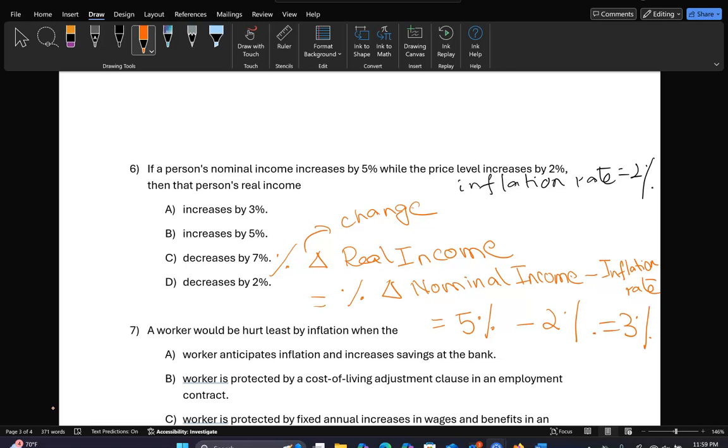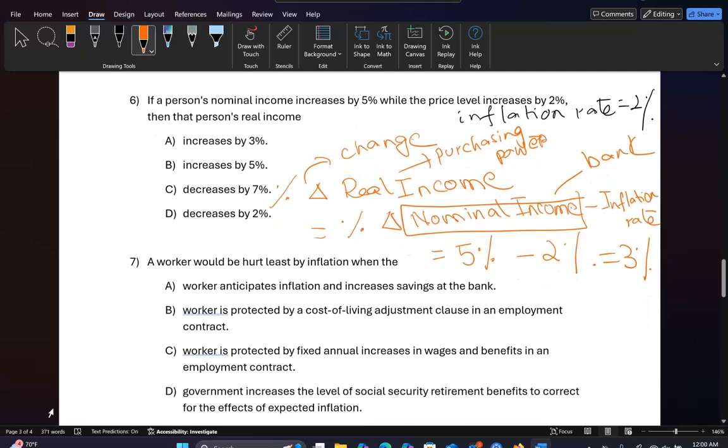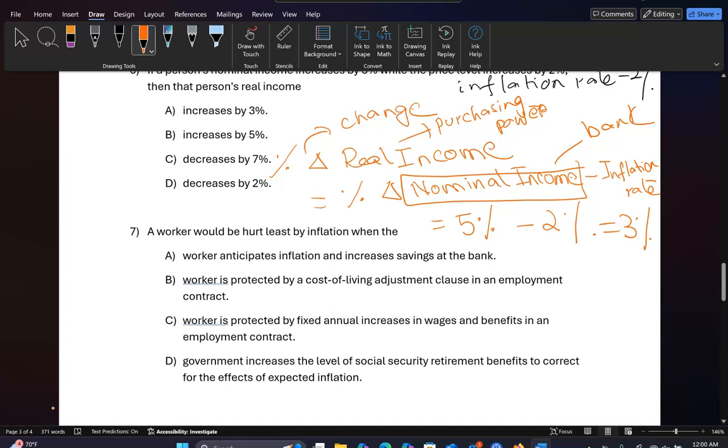Now, nominal income is how much money you have in your hand and or maybe in your bank. And real income measures the purchasing power of money. So your purchasing power just went up by 3% because inflation erodes the value of our money.